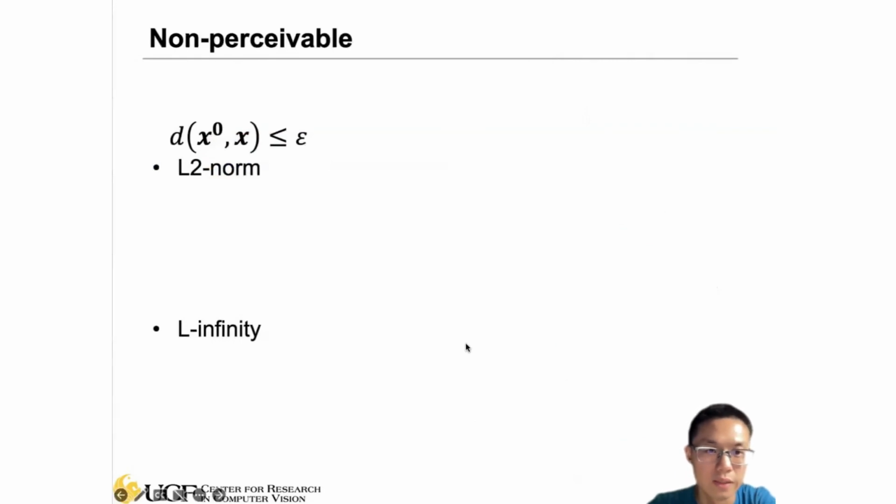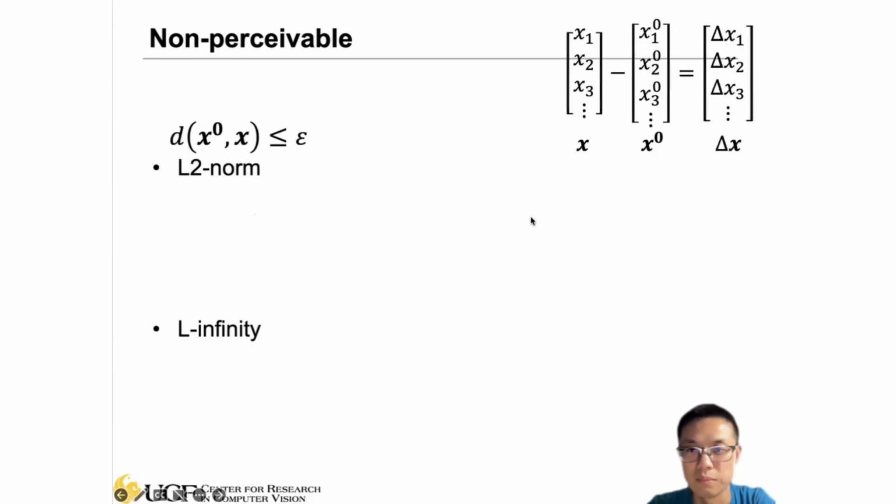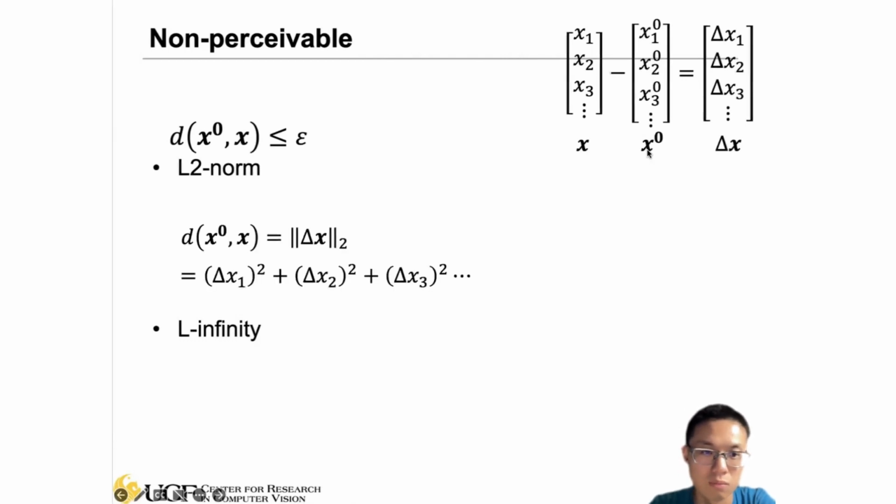Okay, so we can talk more about this non-perceivable aspect of this adversarial attack. So for this distance measure, here are two commonly used distance measures. One is the L2 norm, right? So basically we have this perturbed image, and this is the original image, right? So we can compute the L2 norm of these two images as the distance measure.